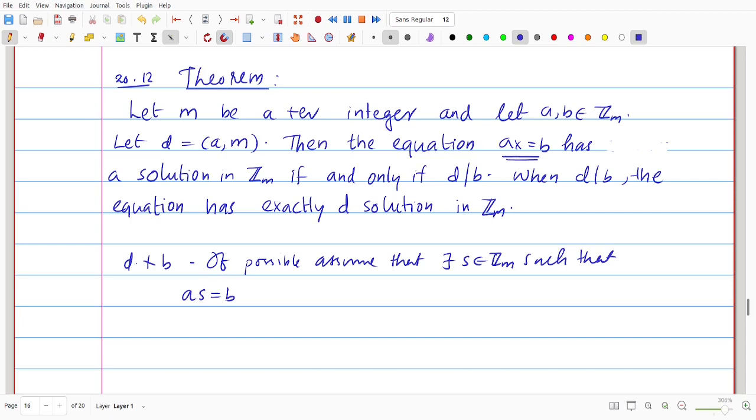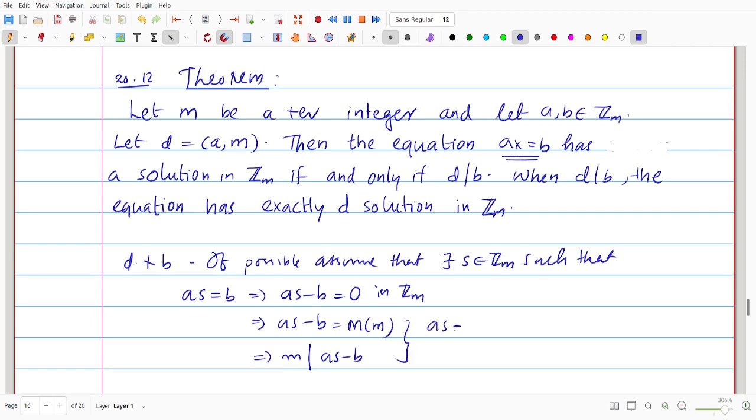What is the meaning of this? AS equal to B implies AS minus B equal to 0 in Zm. In Zm, 0 means a multiple of M. So which shows that M divides AS minus B. So AS minus B is a multiple of M. We know that D divides A and D divides M.